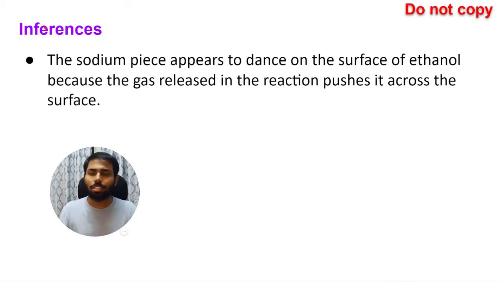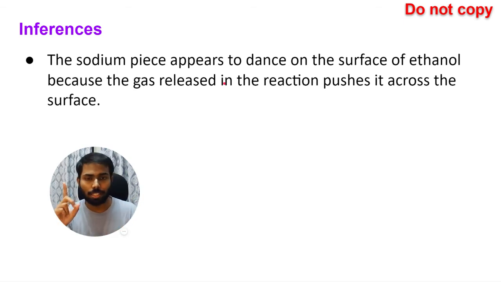Okay, what are inferences? It's nothing but your conclusions. So the inference you can draw is that the sodium piece appears to dance on the surface of ethanol because the gas released in the reaction pushes it across the surface. Okay, वो पहले नीचे जाता. वो जो सोडियम का पीस है पहले नीचे चला जाएगा टेस्ट ट्यूब के, बट जैसे रिएक्शन शुरू हो जाएगा अंदर से इतना जोर से और इतना फास्ट और इतनी ज्यादा फोर्स से वो गैस बाहर निकलने वाला है कि वो पूरा का सोडियम का जो पीस है वो ऊपर आ जाएगा एंड इट वोंट बी स्टेबल ऑन द सर्फेस ऑल्सो, क्योंकि अंदर से वो गैस निकलते जा रहा है. It will keep dancing on the surface.